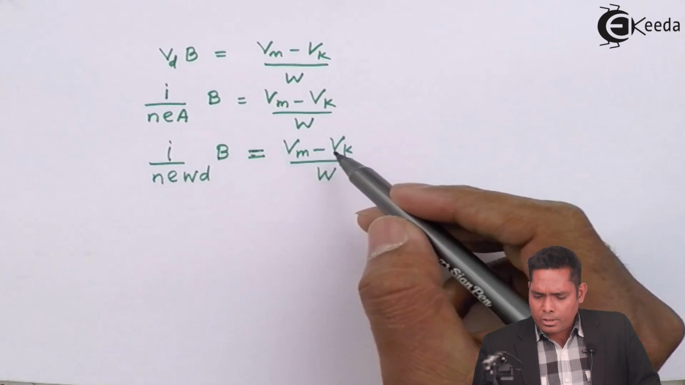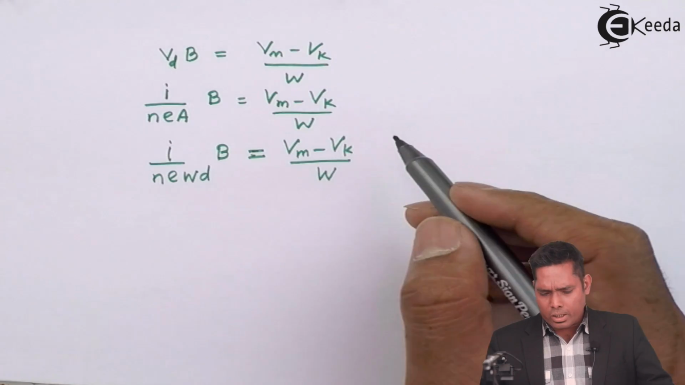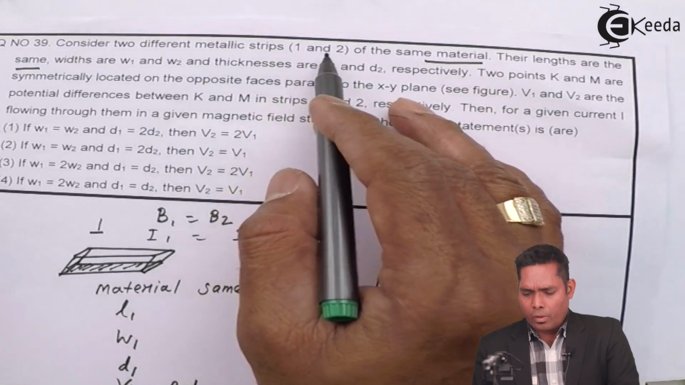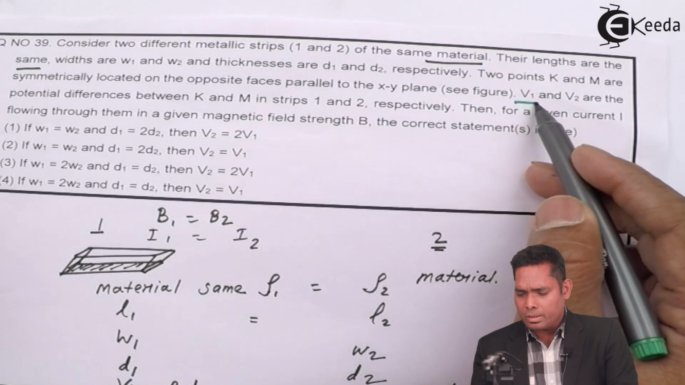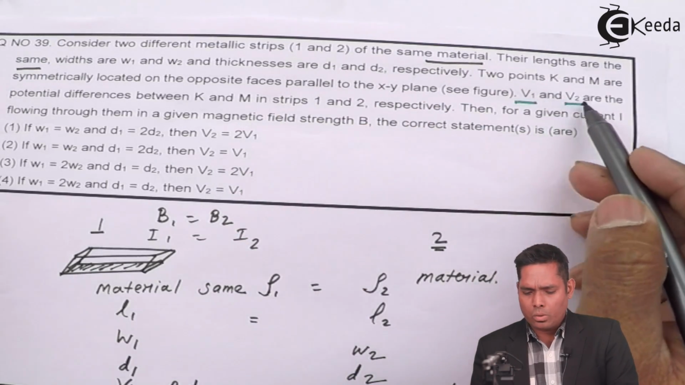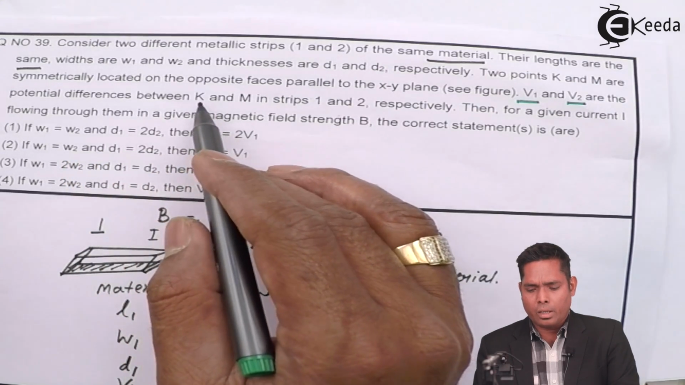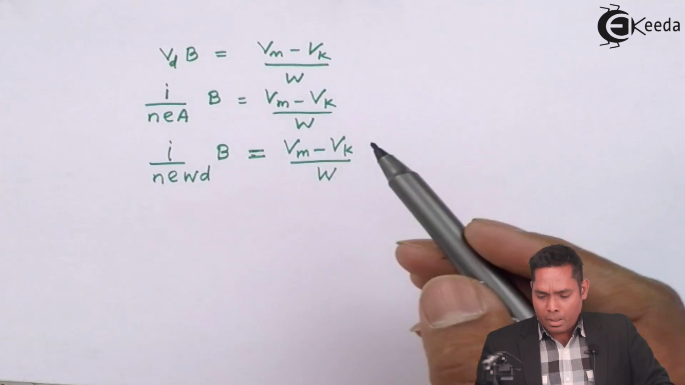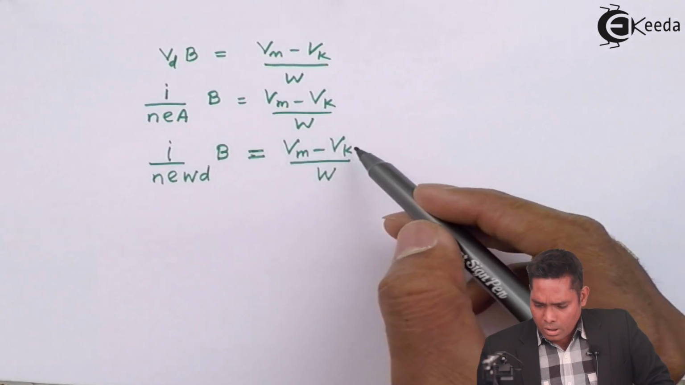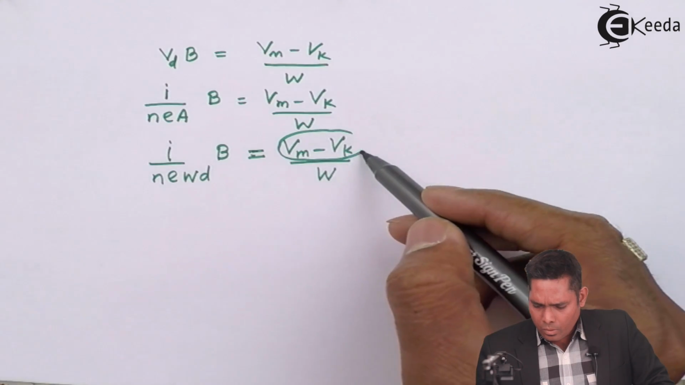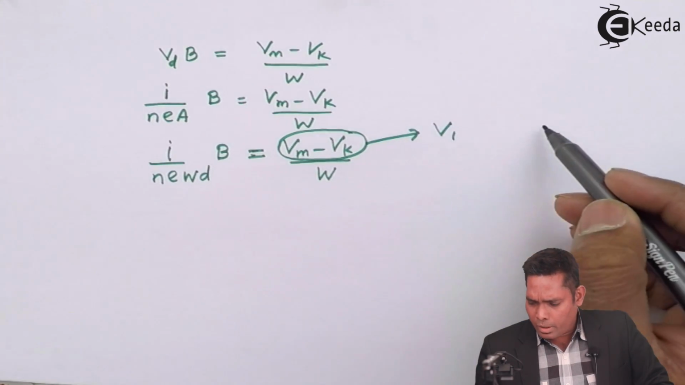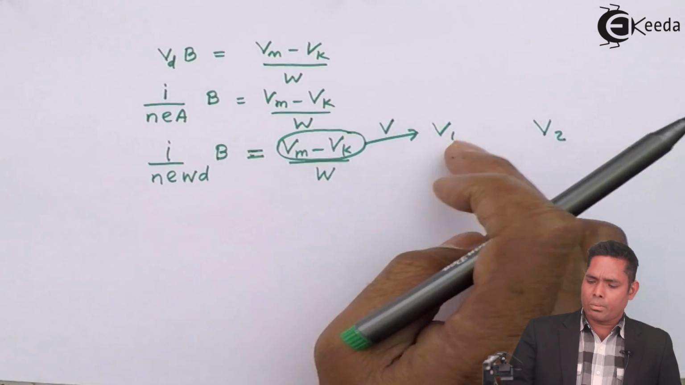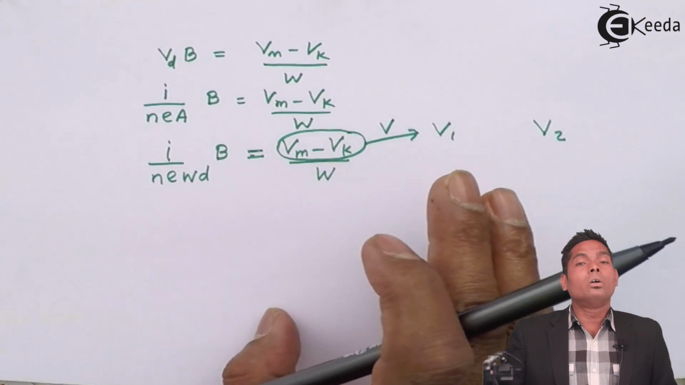This difference is V1 and V2. In two cases, 1 and 2, the potential differences V1 and V2 are the potential differences between K and M. So between these two ends we have a potential difference. So this total is V1, then we'll take V2. So I'll write this as V and we'll substitute 1 and 2 for the two cases.